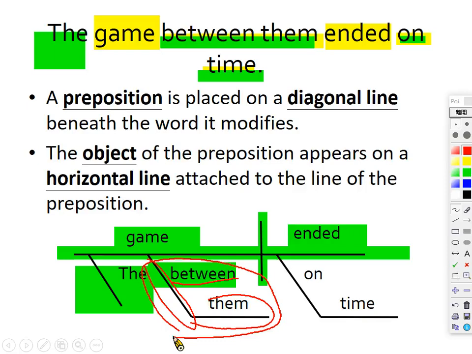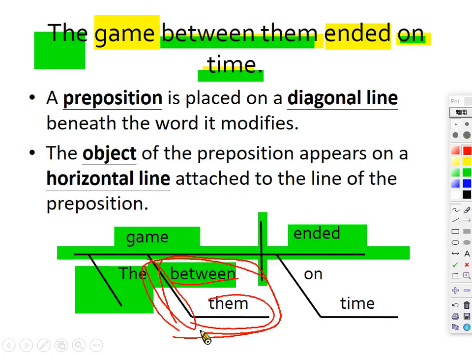It's a diagonal line and a horizontal line together. On the horizontal line, we put an object. And on the diagonal line, we put a preposition. So together, this is a prepositional phrase. Still, you can imagine this is just like a decoration, right? Combine them together and put it on the game.